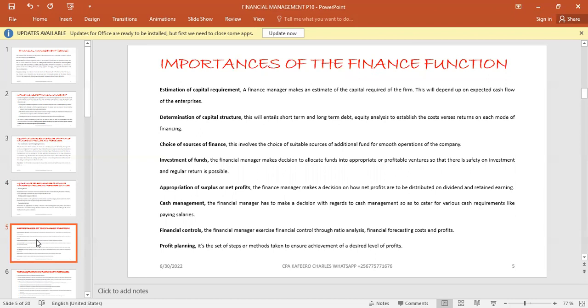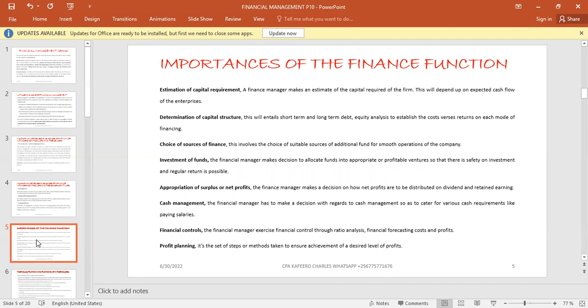I gave you some here of how we can rephrase them. We are saying estimation of the capital requirement. Estimation of the capital requirement, here we are looking at what will be the composition of the capital that is needed within the business and its expected returns.